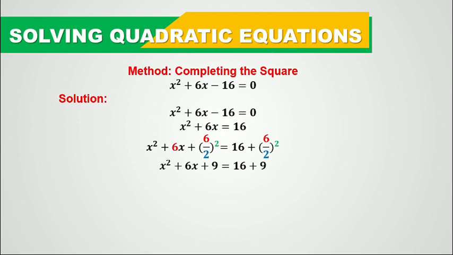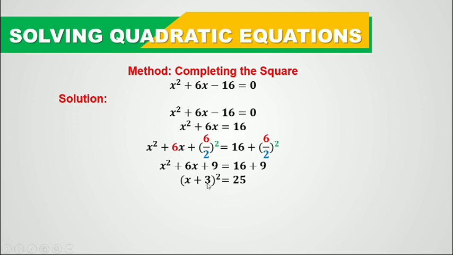And then you have to evaluate this one. You have to look here. This certain algebraic expression is now a perfect square trinomial. So you're going to write it this way, or make it in a way that it seems much like factoring. So that becomes x plus 3 squared equals 16 plus 9, that's 25.